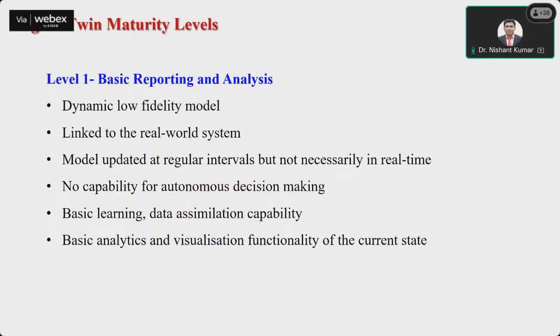So level 1 is related to the basics. This maturity will depend on the digital side, not on the physical side. It means your algorithm capability will decide this maturity. It means by using different mathematical modeling or mathematical techniques, how much information you are capable of extracting, those things we are going to see through this maturity level.